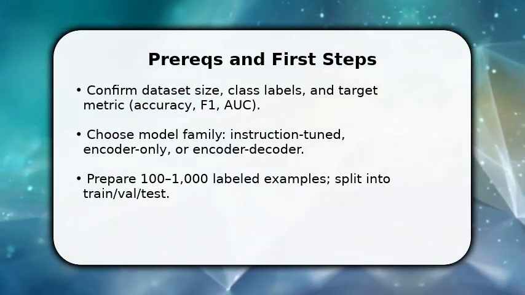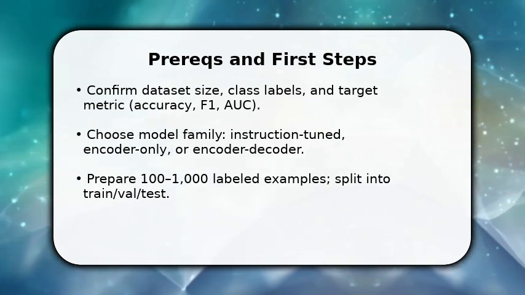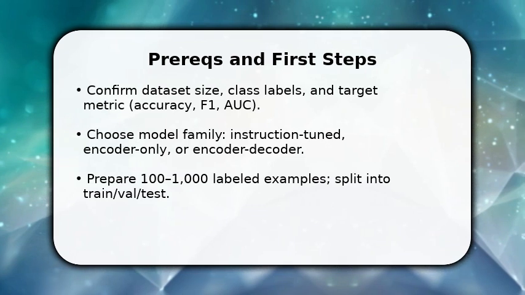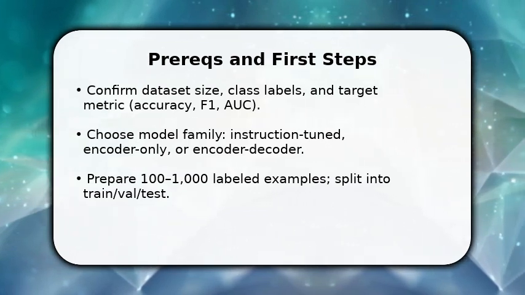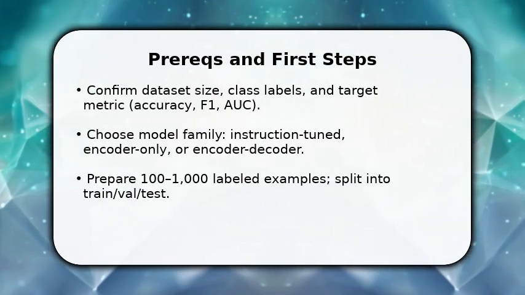Next, make sure you prepare a small labeled seed set, typically 100 to 1,000 examples, and split into train/validation/test. Then you create prompts or fine-tuning templates, so the model sees consistent task framing.